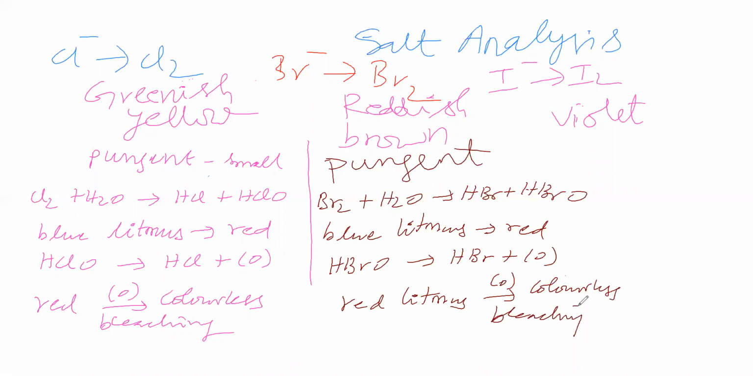Okay, so bromine with moisture gives HBr and HBrO. HBr is an acid, so it converts blue litmus into red litmus. HBrO is unstable hypobromous acid, which decomposes to give nascent oxygen. Nascent oxygen turns red litmus into colorless, which is called bleaching.